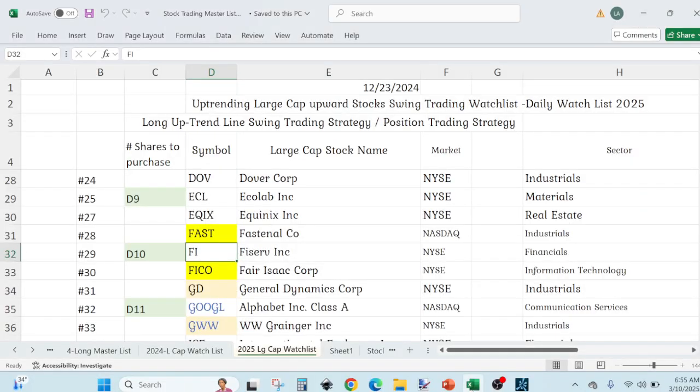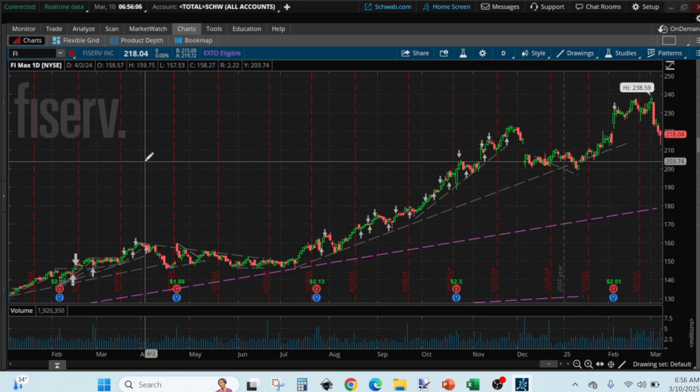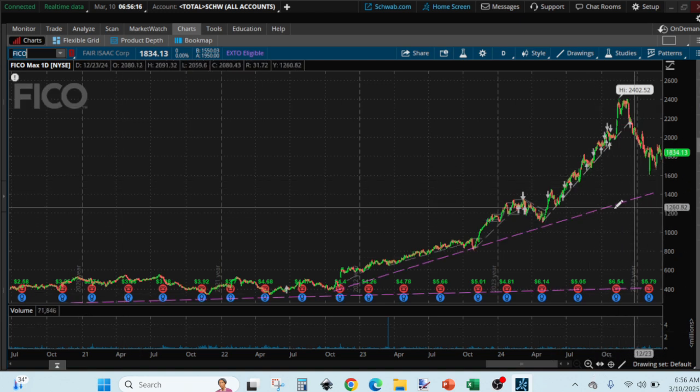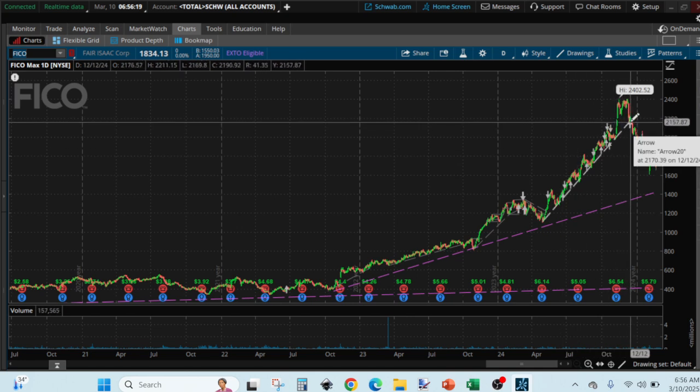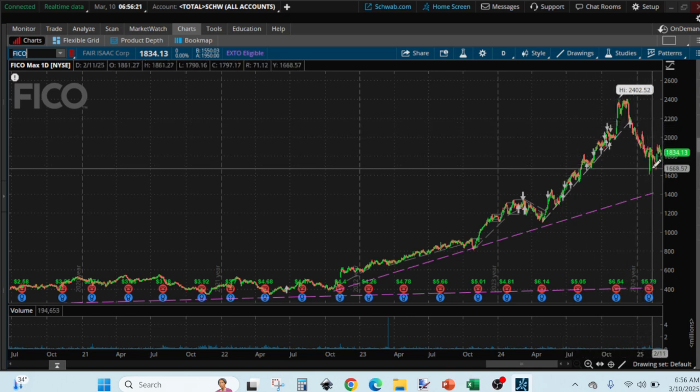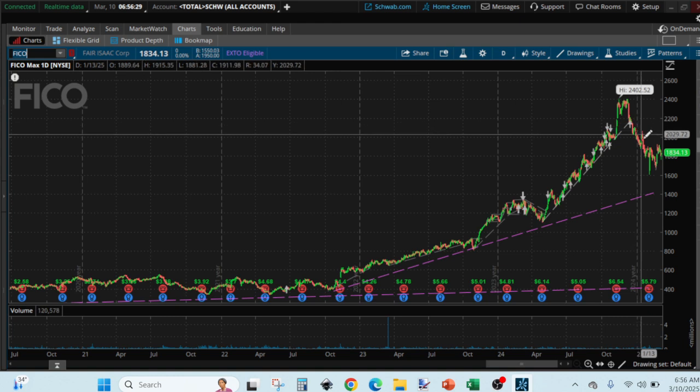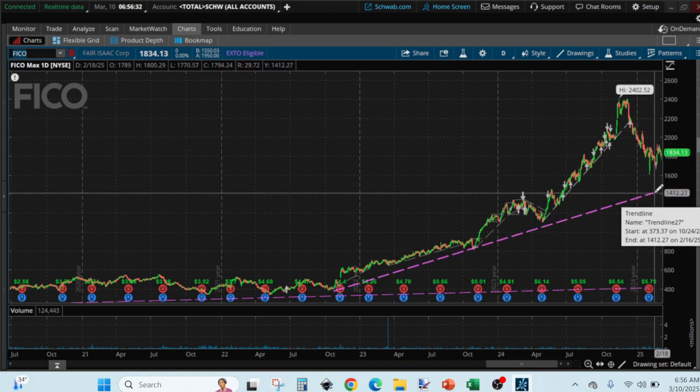The second one we are going to analyze is FICO. So FICO, Friday, the price went up. That's why we have a green bar. And we bought FICO there, and the price fell. So we are waiting on it to go back up for us to sell it. But in the meantime, it could well be coming down to this trend line.